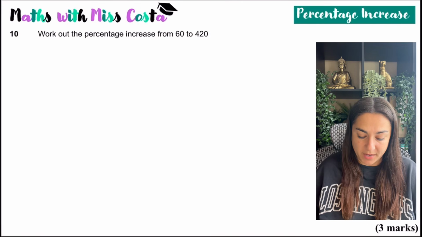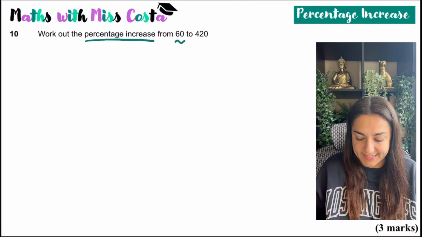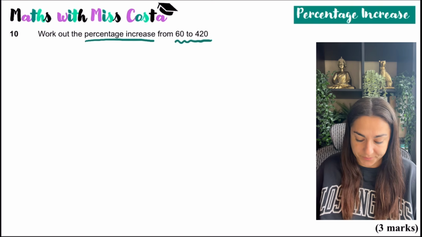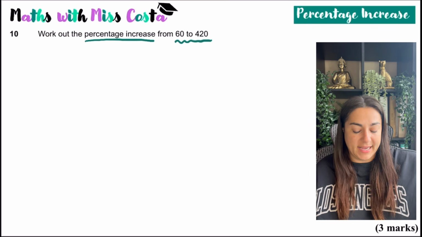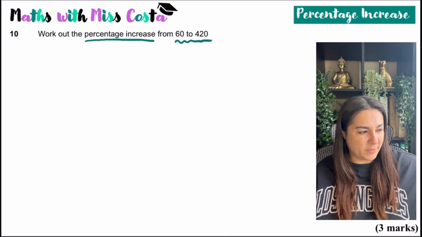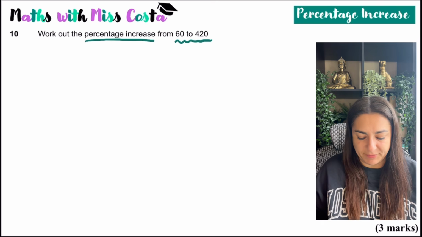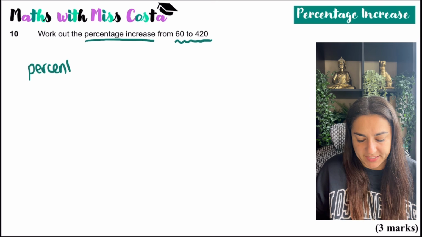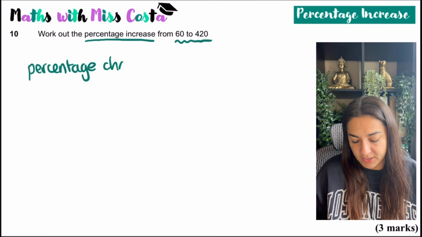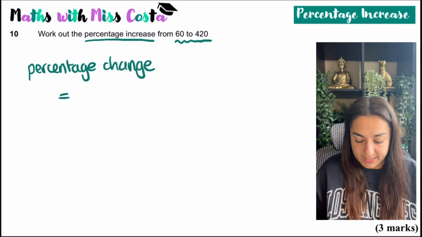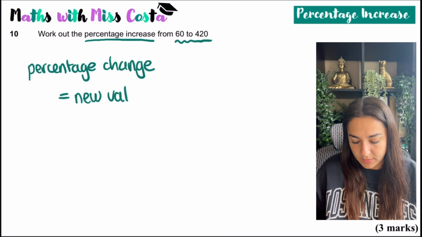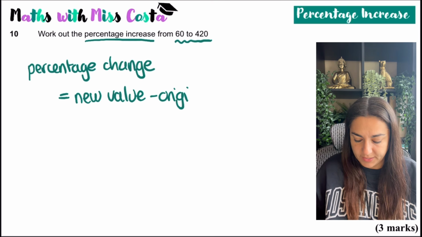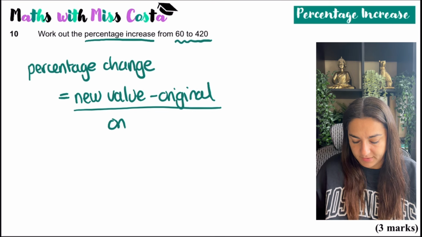Okay, so in this question I'm asked to work out the percentage increase from 60 to 420. So in order to work this out, there's a few things that we can do. If you want to just do it in terms of the percentage change formula, to work out percentage increase or decrease, we figure out what the new value is, we subtract the original value, divide by the original, and we multiply by 100.